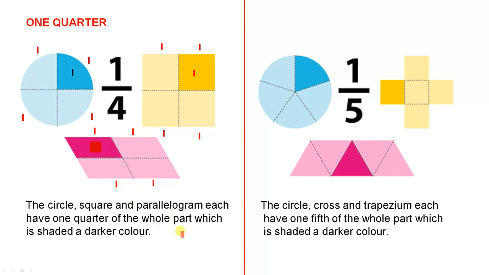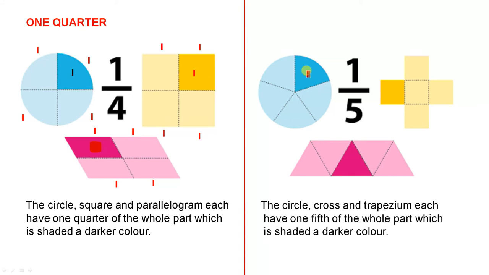So the circle, square and parallelogram each have 1/4 of the whole part, which is shaded a darker colour. And it's exactly the same here with the circle, the cross and the trapezium.